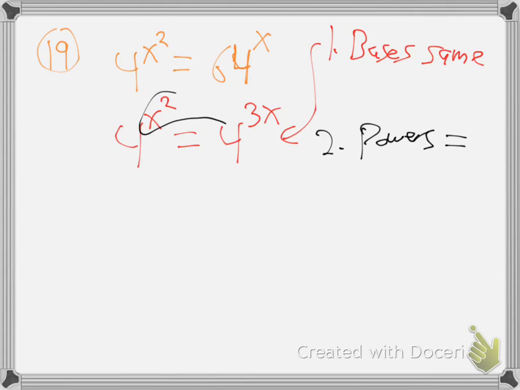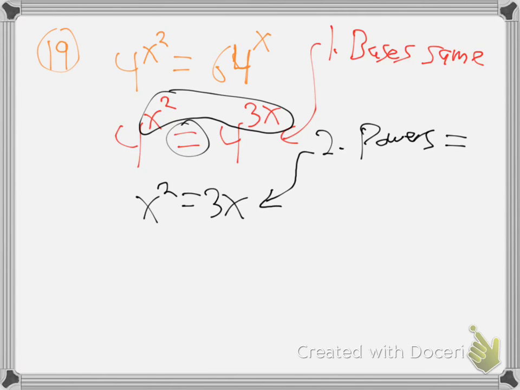powers must be equal, right? Because if they were different, we wouldn't have equality. So if the bases are the same, the powers have to be the same also, or we wouldn't have equality there. So go ahead and set those powers equal now, and solve. So it's all come down to solving x squared is 3x.